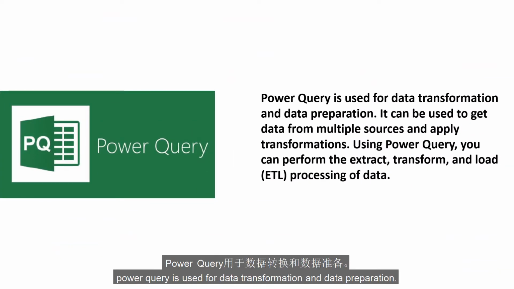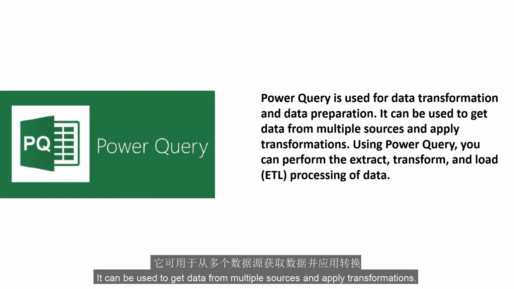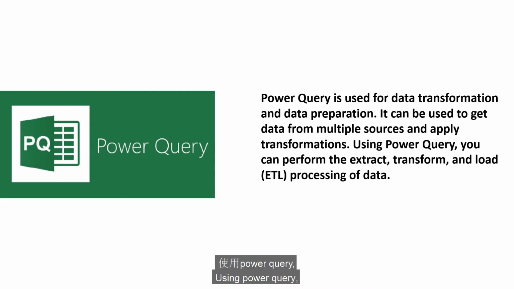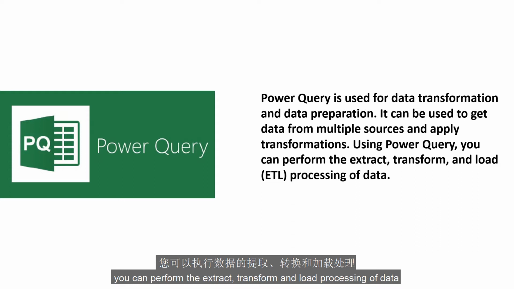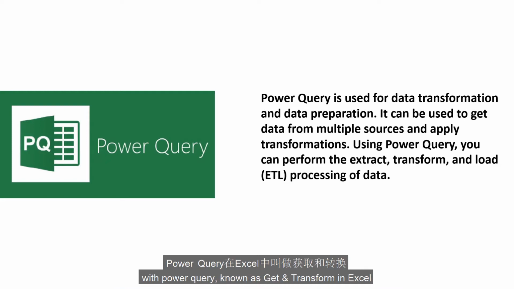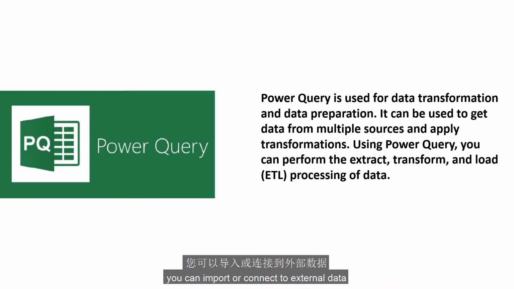Power Query is used for data transformation and data preparation. It can be used to get data from multiple sources and apply transformations. Using Power Query, you can perform the extract, transform, and load processing of data. With Power Query, known as Get and Transform in Excel, you can import or connect to external data and then shape the data in ways that meet your needs.